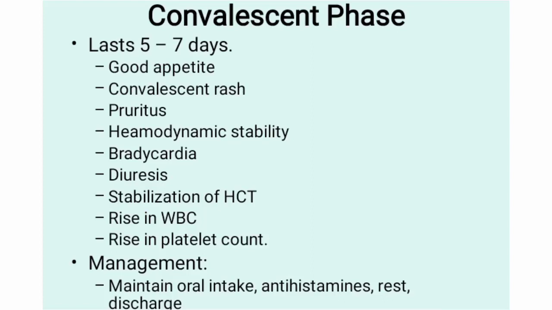After the disease period, you get a convalescent phase. First you have the active fever period, then you get a convalescent phase, and then recovery. So what are the signs of the convalescent phase? The patient will get a good appetite, will have pruritus, hemodynamic stability, and bradycardia. Bradycardia is an important sign. Diuresis is also an important sign of the convalescent phase, because the fluid that had leaked is now coming back into the blood vessels and being excreted via the urine. Hematocrit will be stabilized, WBC will rise, and the platelet count will rise. So these are all signs that the patient is improving.